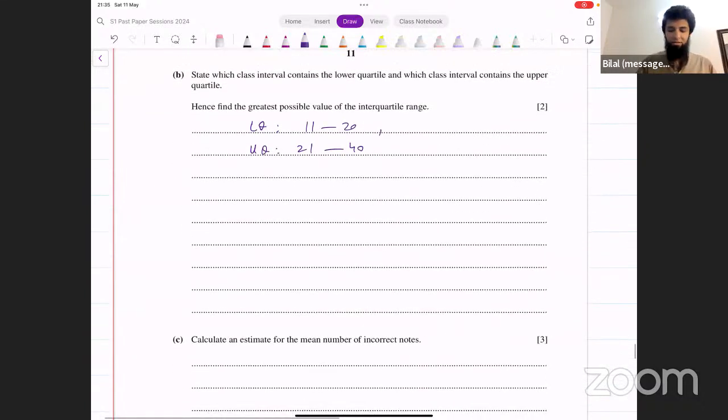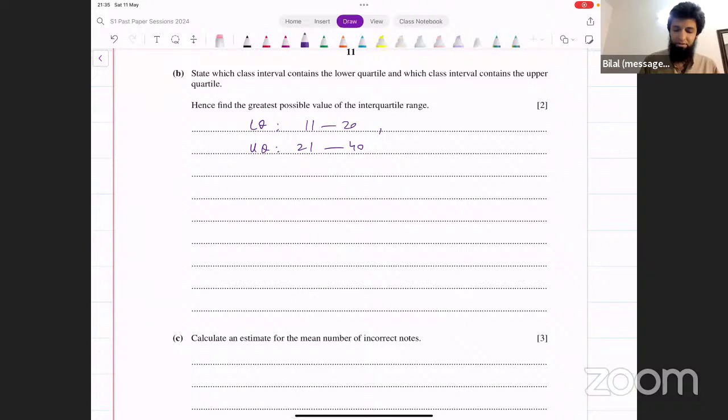Now what they're asking you for is, find the greatest possible value of the interquartile range. How do you do that? Greatest possible interquartile range. The interquartile range is upper quartile minus lower quartile. Okay.